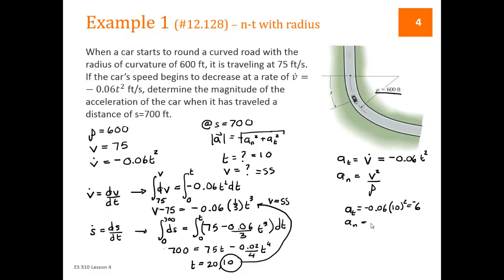a_n is equal to 5.04, which is this 55 squared over 600. And then our magnitude of acceleration is the square root of 6 squared plus 5.04 squared, which gives us 7.84 feet per second squared.